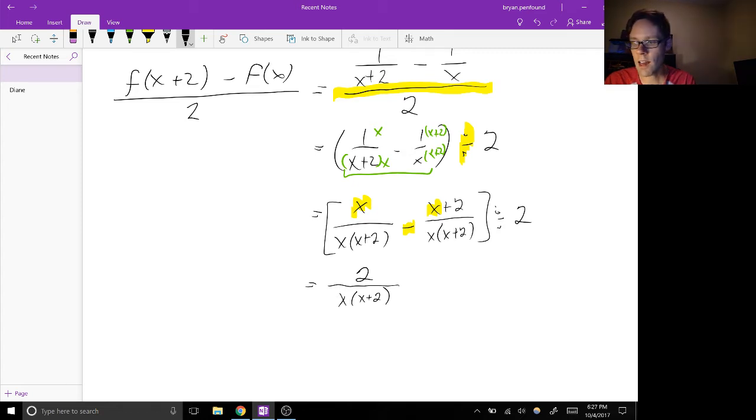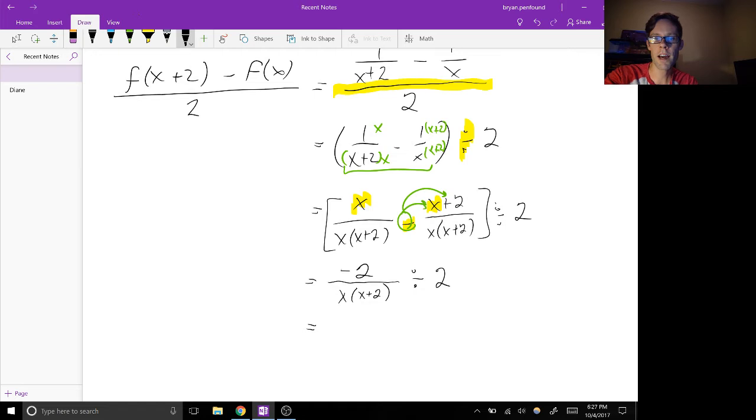I apologize. It actually should be negative 2 over x times x plus 2, and that's because this minus sign has to distribute to both the x and the plus 2. So yeah, this numerator should be negative 2, and then I still need to divide by 2.